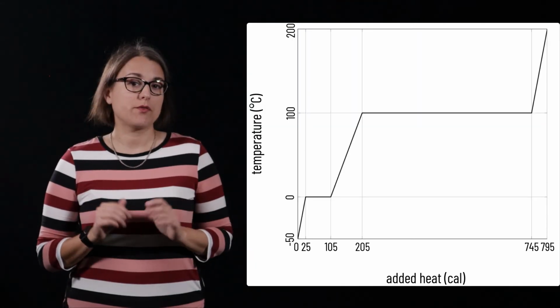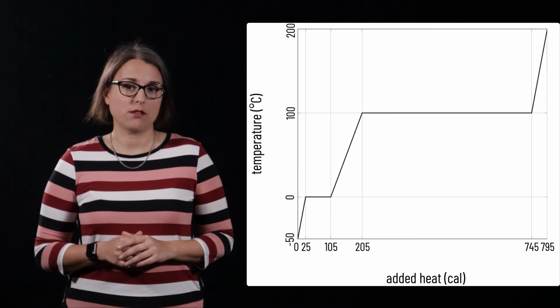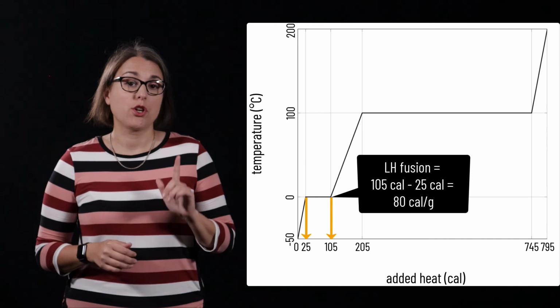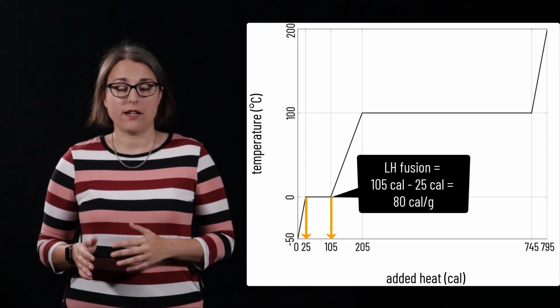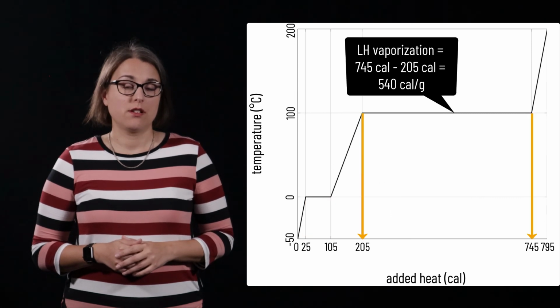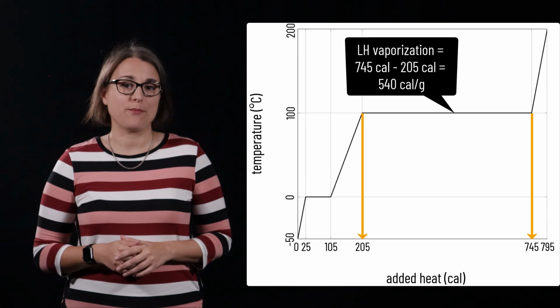This graph shows the relationship between heat and temperature for 1 gram of water. We can read from this graph that it takes 80 calories to convert 1 gram of water from solid ice to liquid water. That is the latent heat of fusion. The latent heat of vaporization is 540 calories per gram.